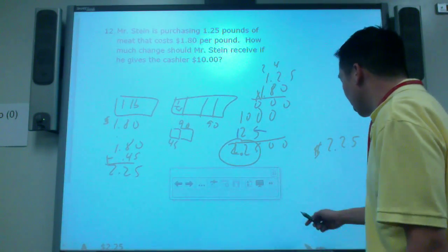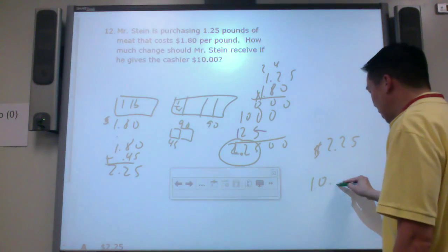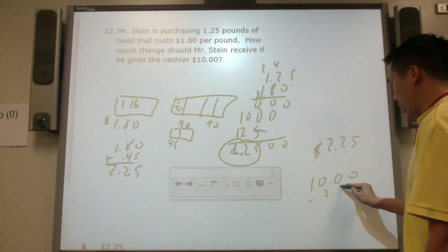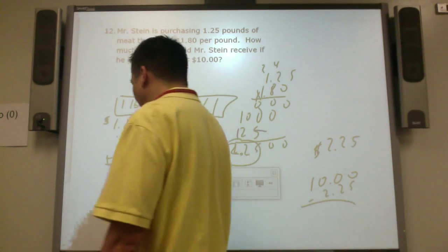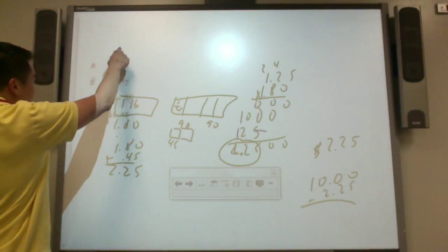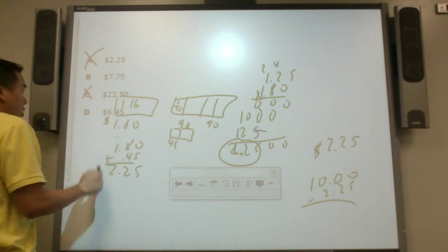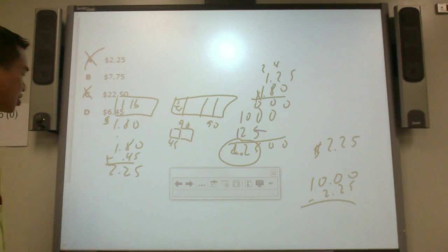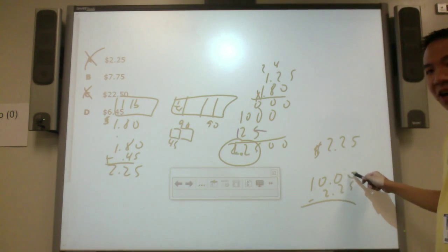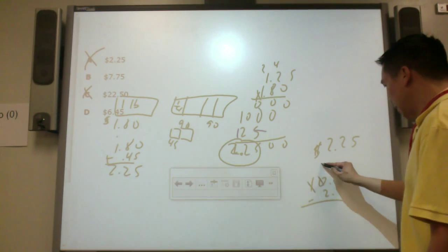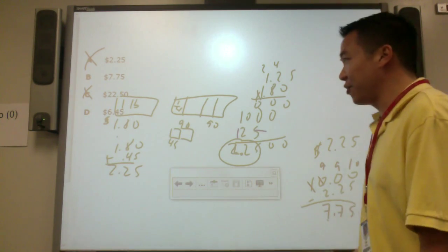So, he gives the cashier $10. The meat costs $2.25. How much money will he get back? Let's look at the choices before we continue. If you look at the choices, A is wrong. C is wrong. So it's either $7.75 or $6.45. Let's regroup. Can you take 5 from 0? Nope, we got to regroup. 9, 10, 5, 7. $7.75.